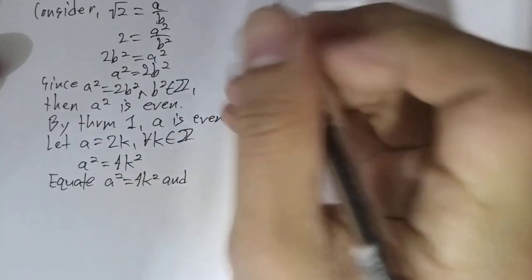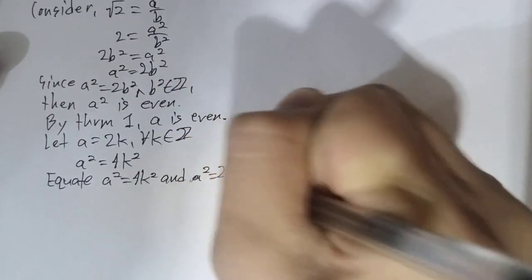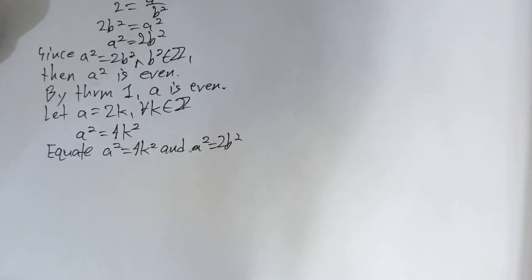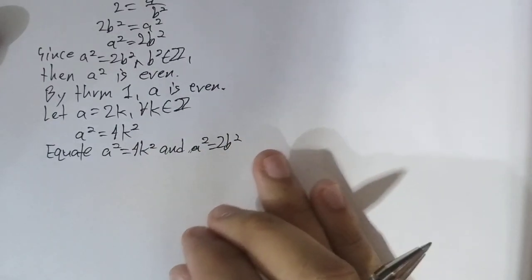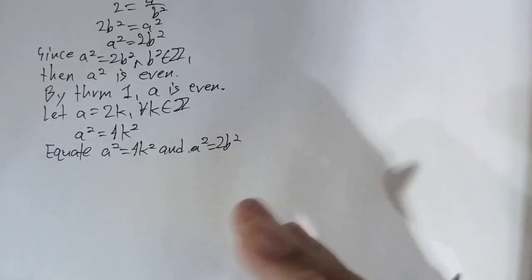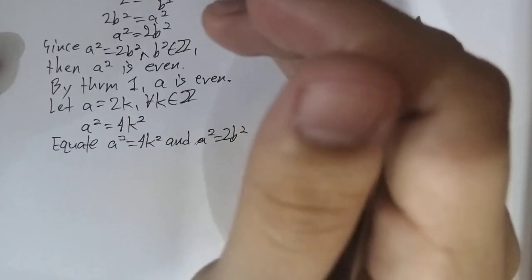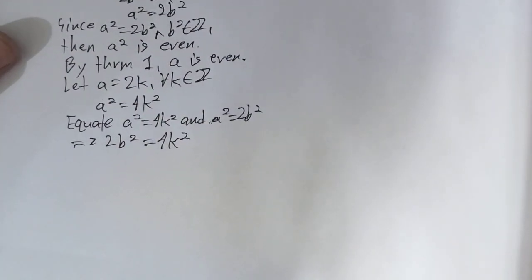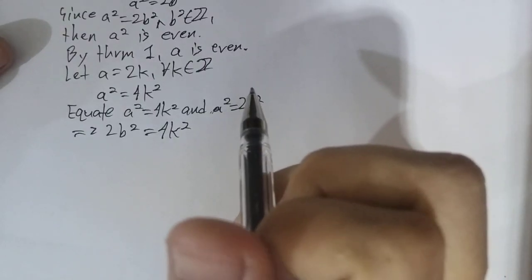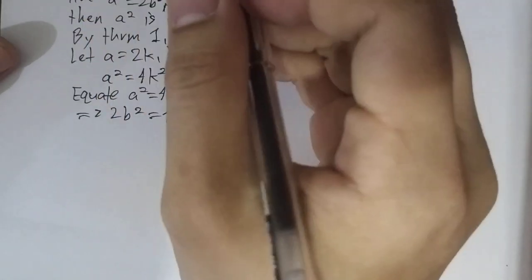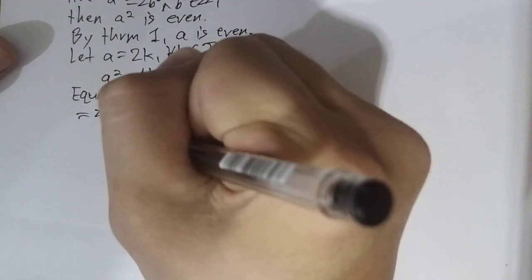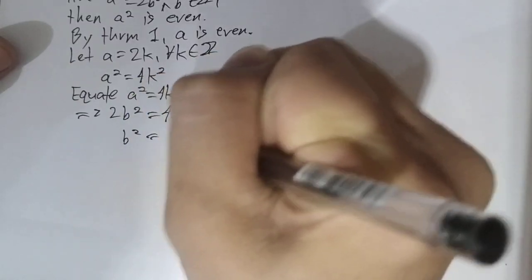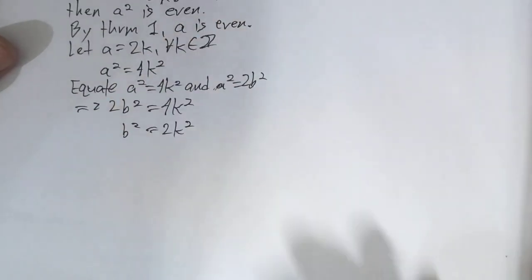Since 4k squared and 2b squared are both equal to a squared, we can equate them together, giving us that 2b squared equals 4k squared. Now, we divide both sides by 2, and this gives us that b squared equals 2k squared.